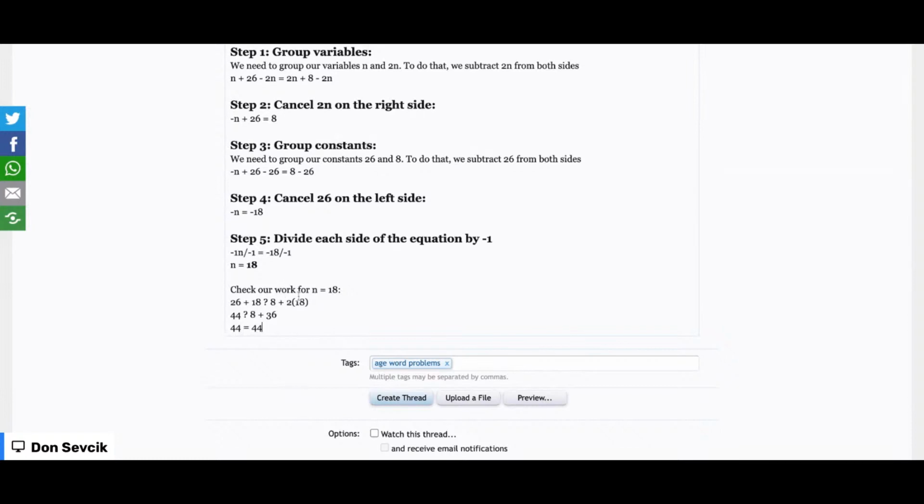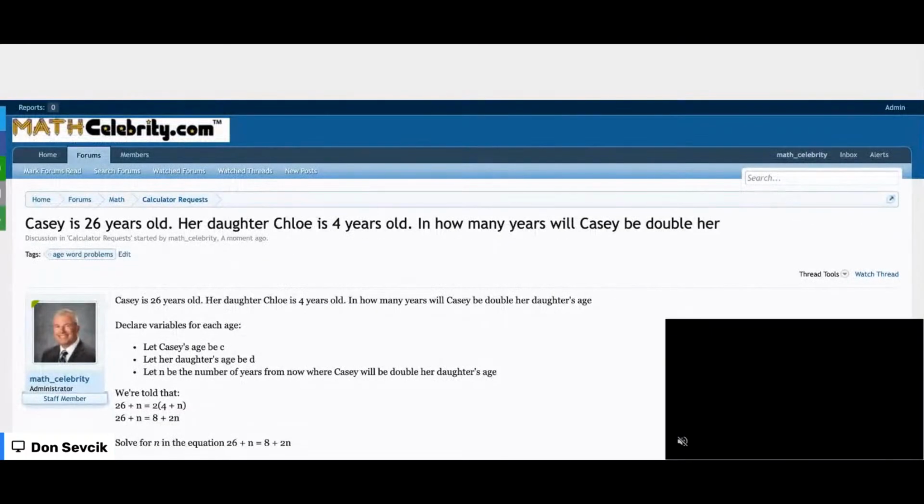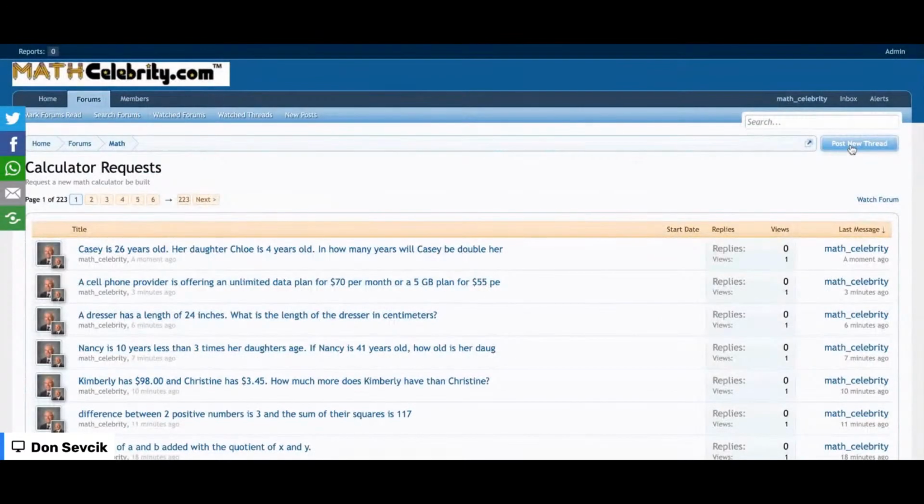So we've checked our work and made sure we didn't make any stupid mistakes. The answer here is 18. So in 18 years, Casey is going to be twice her daughter's age. All right, last one for the day, and then time to relax.